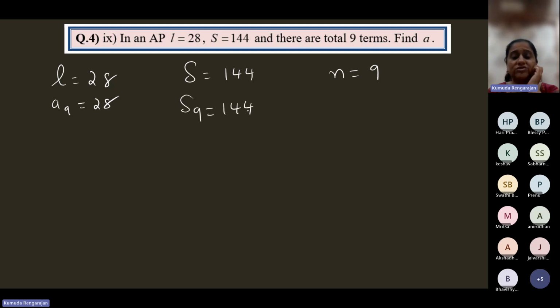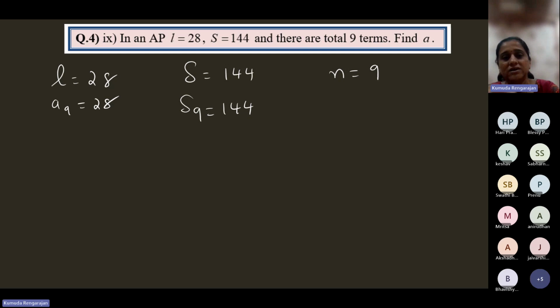It's not given, but if they simply say S, what does it mean? Sum of all the terms. You can't assume it is a sum of the first 2 terms or first 3 terms or 4 terms. We cannot assume that. So when nothing is given, S is equal to 144. So what is the acceptable assumption you can make? It should be the sum of all the terms. But if I say, no, it is the sum of the first 3 terms, you will not agree. And I will not be able to justify that. Or if I say it's the sum of the first 4 terms, you will not agree.